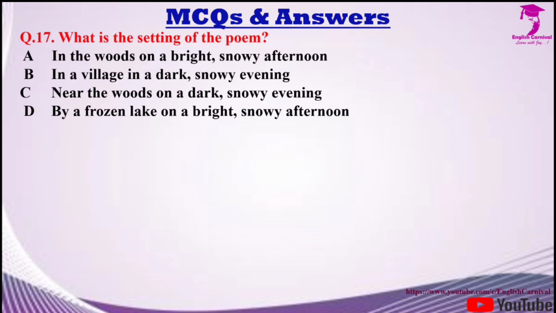Question number 17 we have, what is the setting of the poem? A. in the woods on a bright snowy afternoon, B. in a village in a dark snow evening, C. near the woods on a dark snowy evening, and D. by a frozen lake on a bright snowy afternoon. The correct answer is C, and that is near the woods on a dark snowy evening.